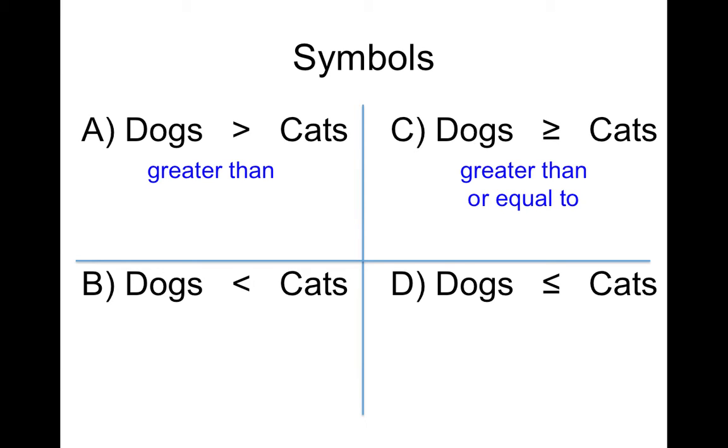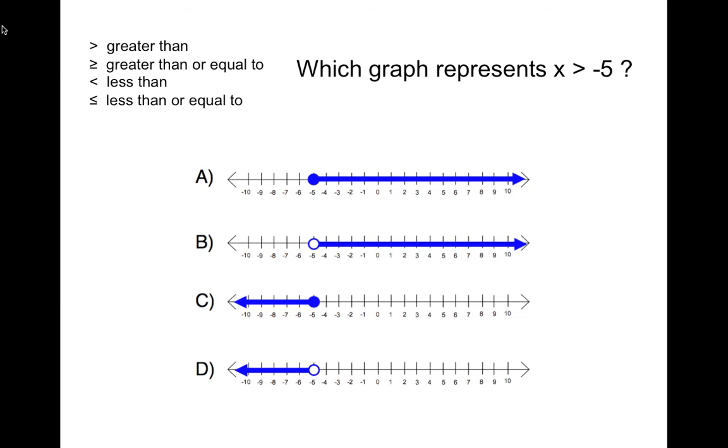Those of you who picked choice B are cat people. You think dogs are less than cats. And those that picked choice D think dogs are usually less than cats, but maybe a dog could be awesome enough to be equal to a cat. Once we know the meaning of these symbols, we can represent inequalities on a number line.